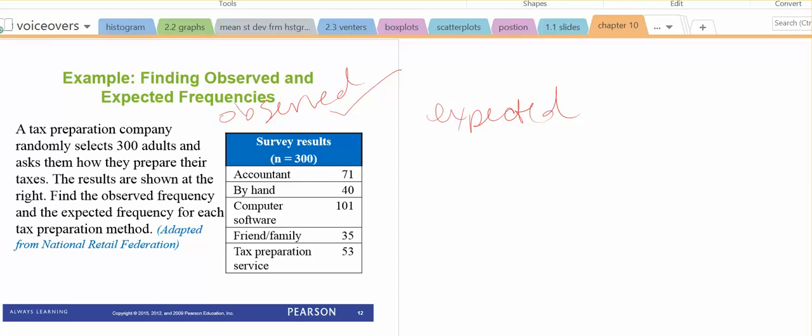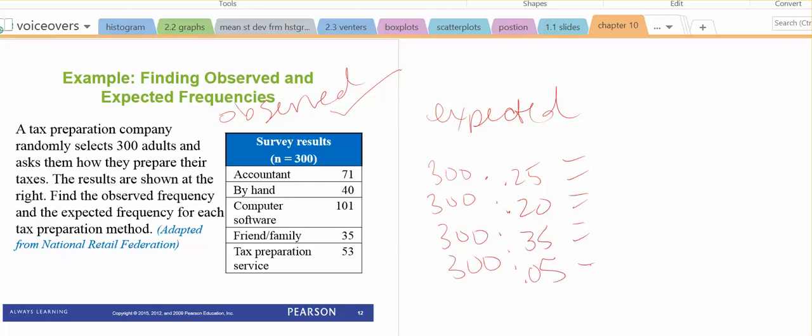So to do the expected, we have to look at 300 times 25%, 300 times 20%, 300 times 35%, 300 times 5%, and 300 times 15%. This will get us our expected values so that we can compare them to the observed.